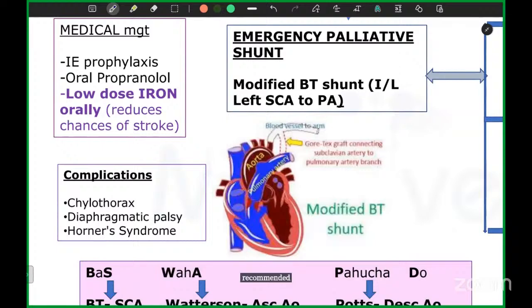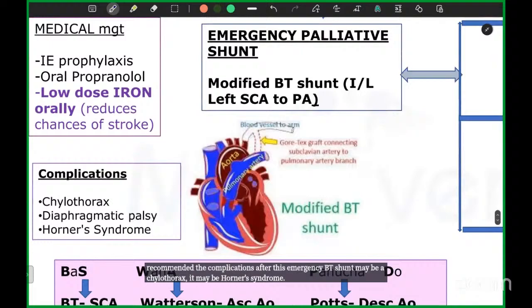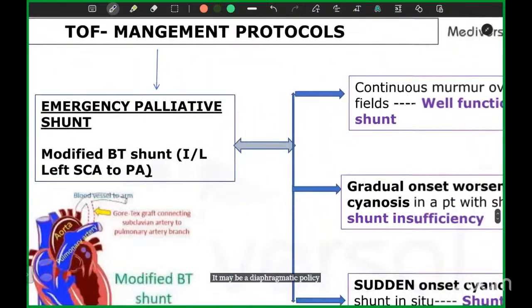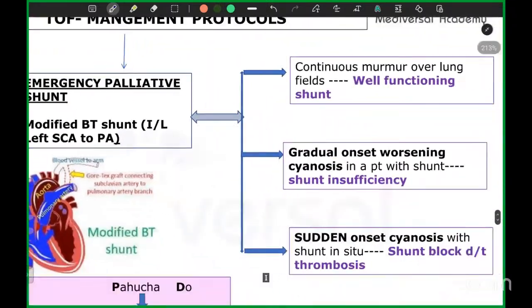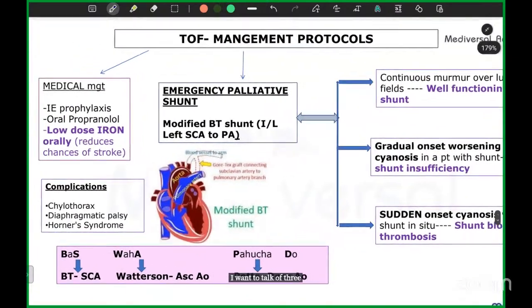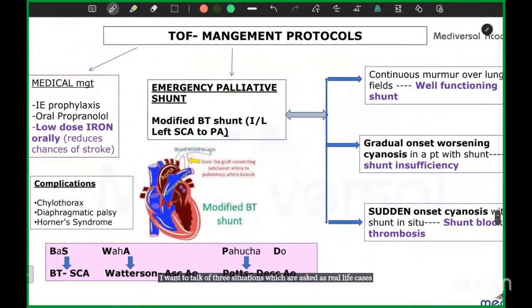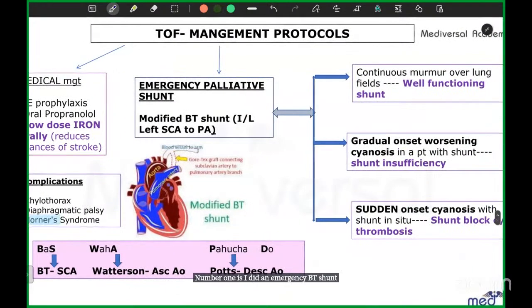The complications after this emergency BT shunt may be a chylothorax, it may be Horner syndrome, it may be a diaphragmatic palsy. I'm not going directly into that, but I want to talk of three situations which are asked as real life cases, and we encounter this very much. Number one is I did an emergency BT shunt. I did a modified BT shunt.